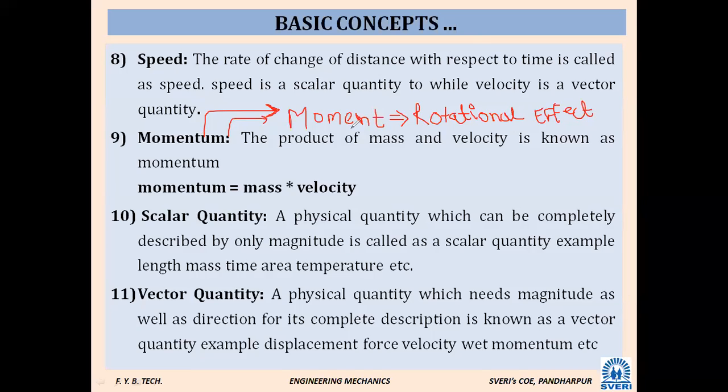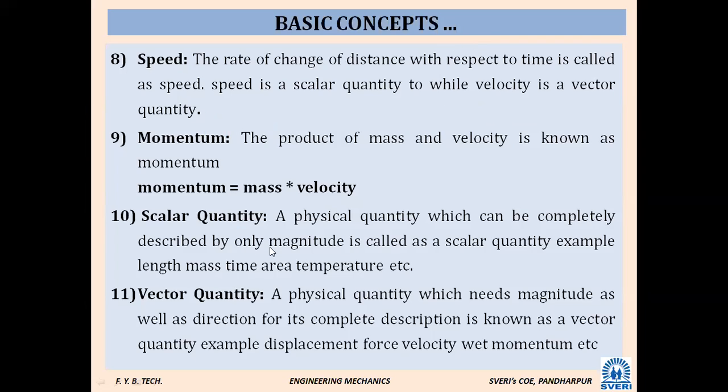And what is momentum? The product of mass and velocity is known as momentum. So there is a little confusion between these two terms, momentum and moment. Moment means rotational effect. It is something related to rotation. That also you will come to know. And the moment that somebody mentioned, kshan, is totally different. In our mechanics, moment means rotational effect.